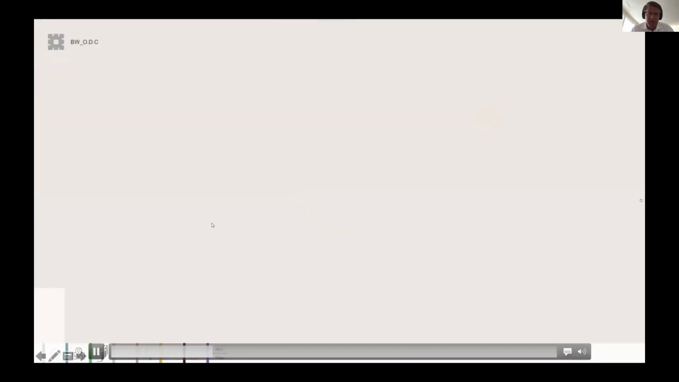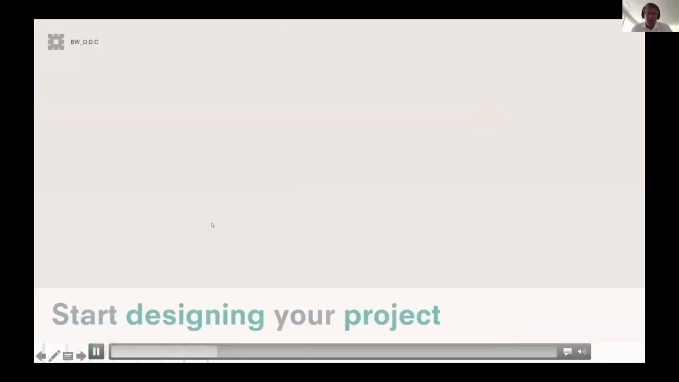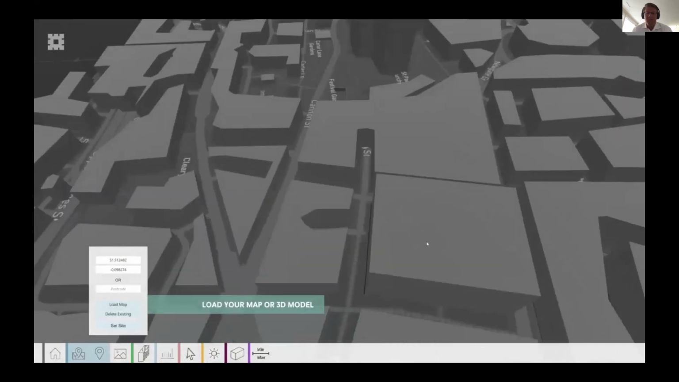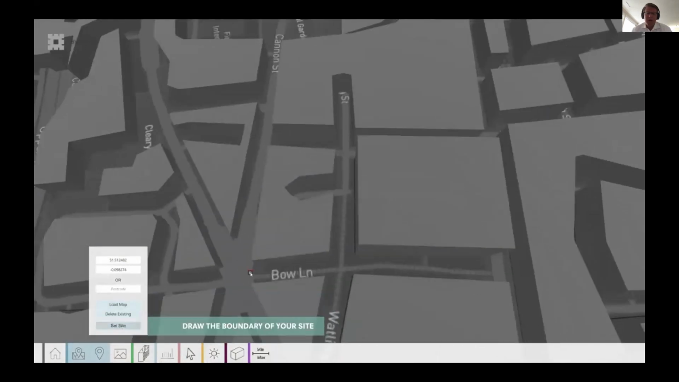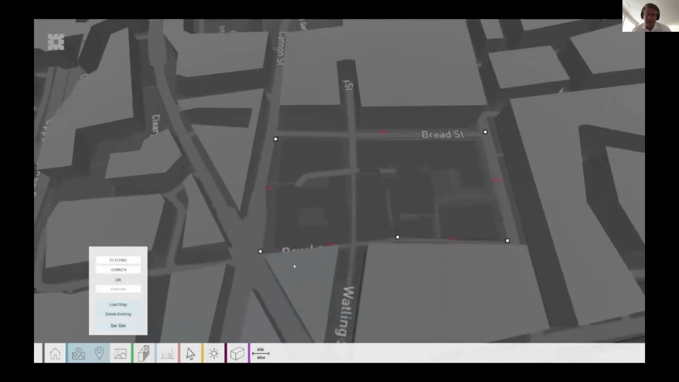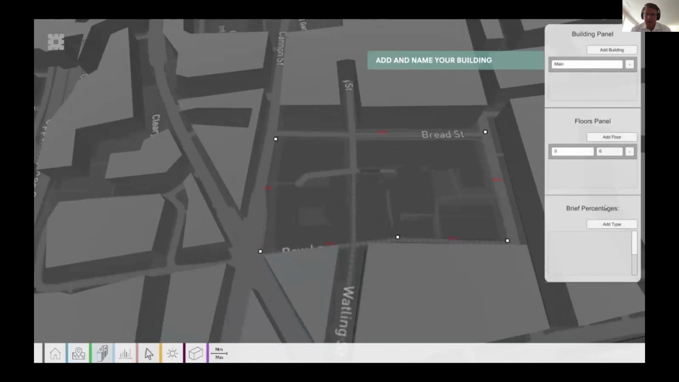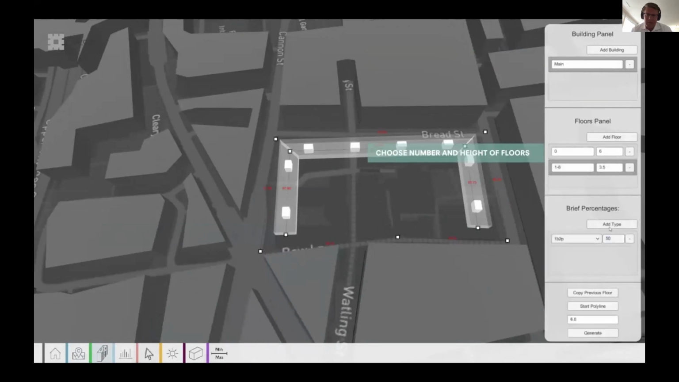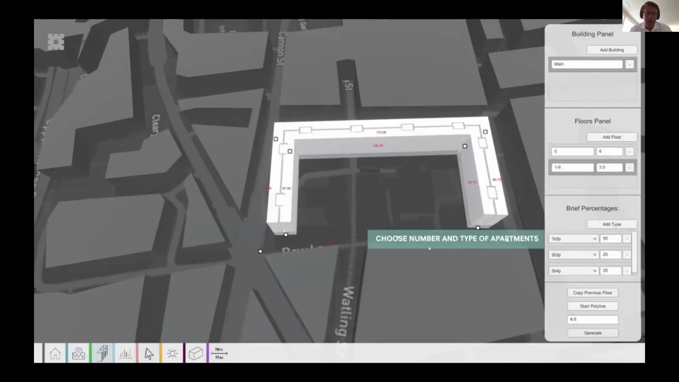So here's the configuration process. You start to design your project. You load the map so you can understand where your site is. You draw the boundary of the site so you know your site, and you delete the existing buildings. Then you can add the footprint of the building, so you understand what the building might look like, the number of floors, and the height of the building.